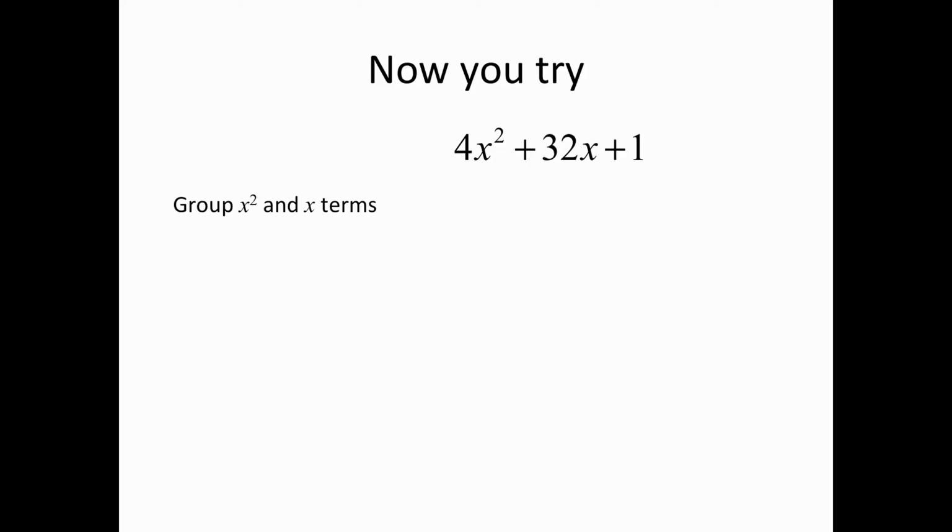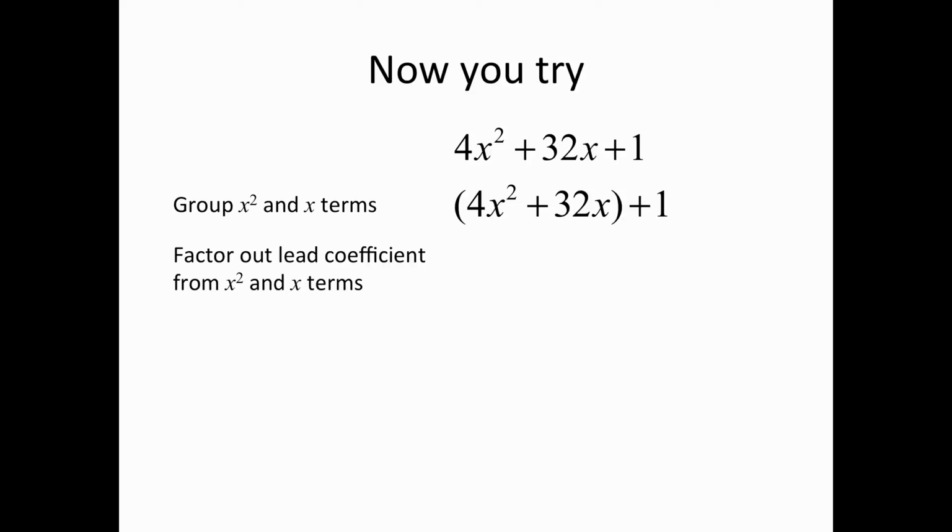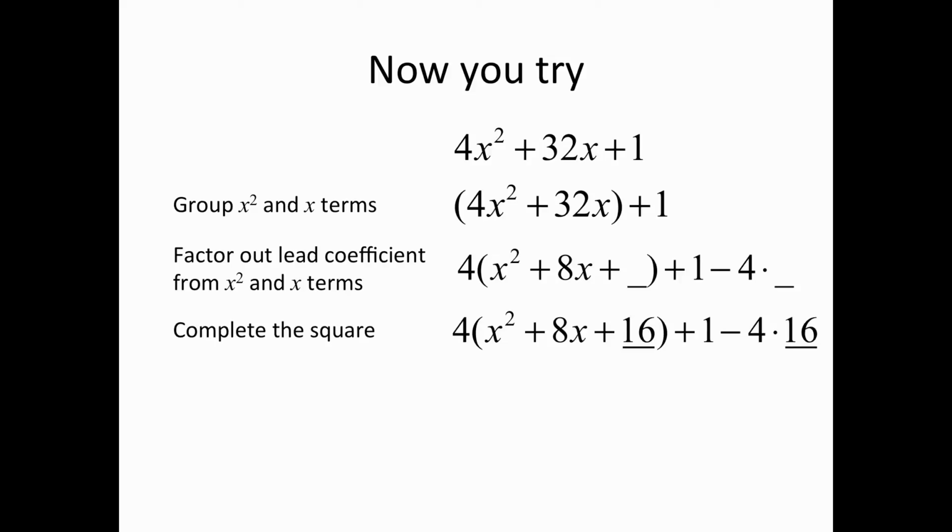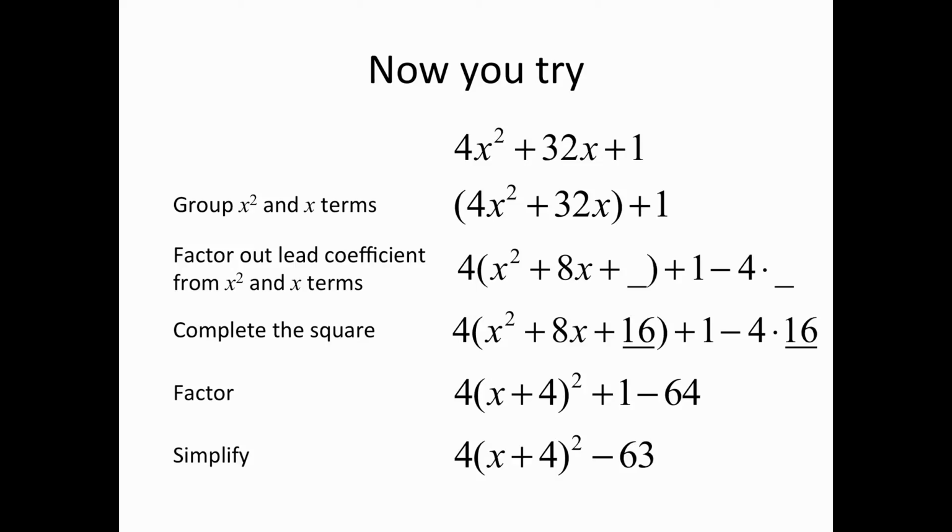Okay, so we group the x squared and x terms. We factor out the lead coefficient from the x squared and x terms and leave those empty spaces, remembering to put a 4 out here. Next, we complete the square. Half of 8 is 4. Squared is 16. And we put the 16 in both empty spaces. We factor and then simplify to 4 times x plus 4 squared minus 63.